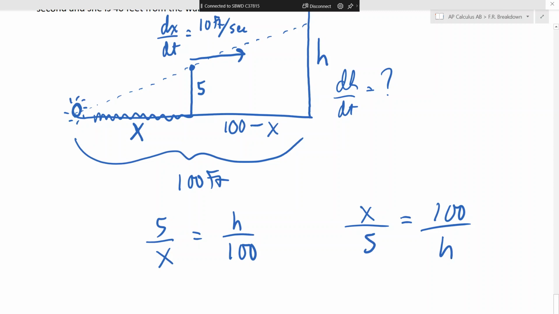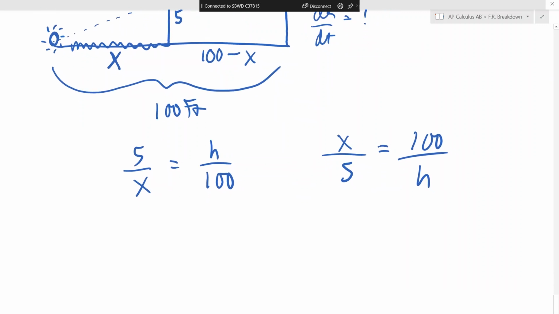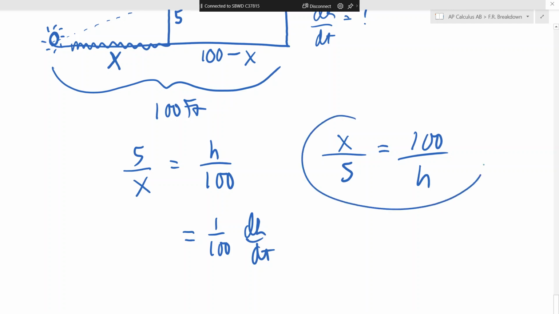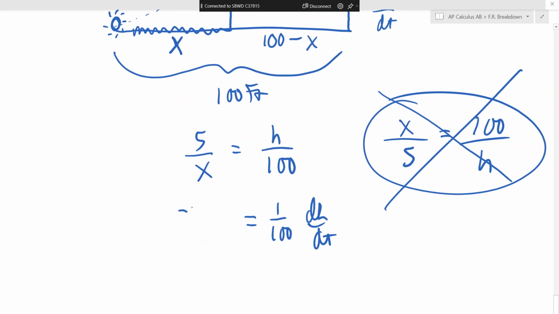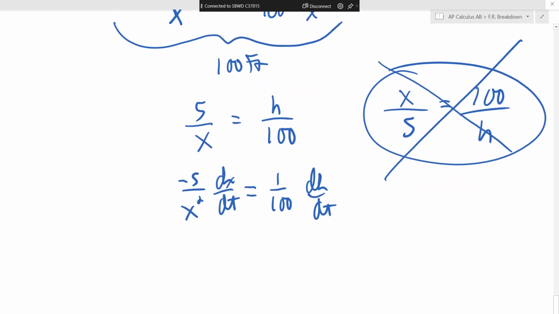Thinking ahead, though, if I derive the left side, h is going to go away completely. Like the derivative of this is 1 over 100 dH/dt. Okay? If I derive the one on the right, this one, h won't go away. I'm going to get an h squared down the bottom and a dH/dt, which we want. But I don't know what h is in this question. Cool? So I'd prefer it if I derived it and h went away. So I don't want to use this one. You could. It'll still work, but you're going to have to find h then, which is just an extra step. Okay? So if I derive this one over here, we get negative 5 over x squared times dx/dt equals 1 over 100 dH/dt.